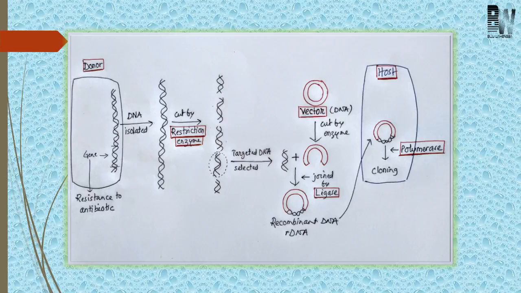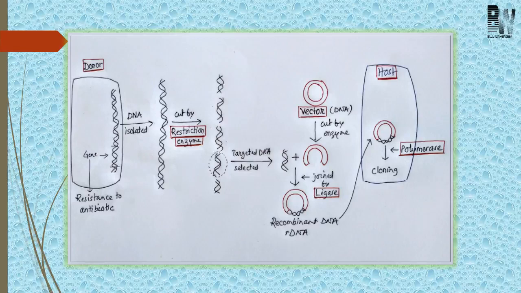This recombinant DNA is introduced into the host, making the host resistant to antibiotics. So definitely the host colony will become resistant to the antibiotic. Then the host's polymerase enzyme divides the recombinant DNA, and multiple copies are produced. This is gene cloning.